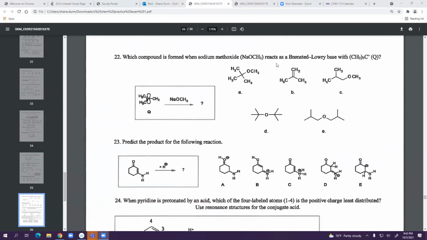22. NaOH reacts as a Bronsted-Lowry base with that guy. Which compound formed with NaOH reacts as a Bronsted-Lowry base?